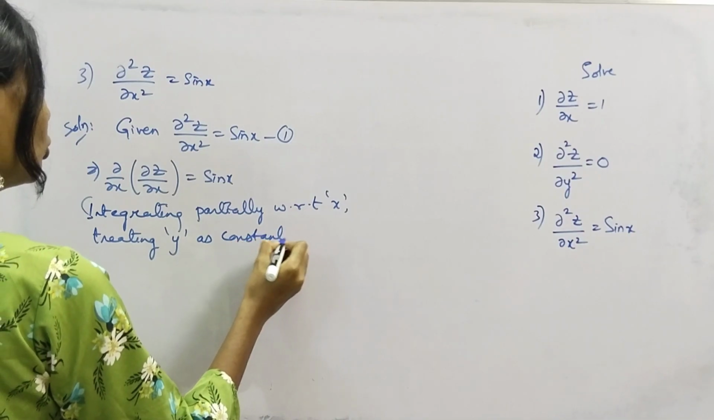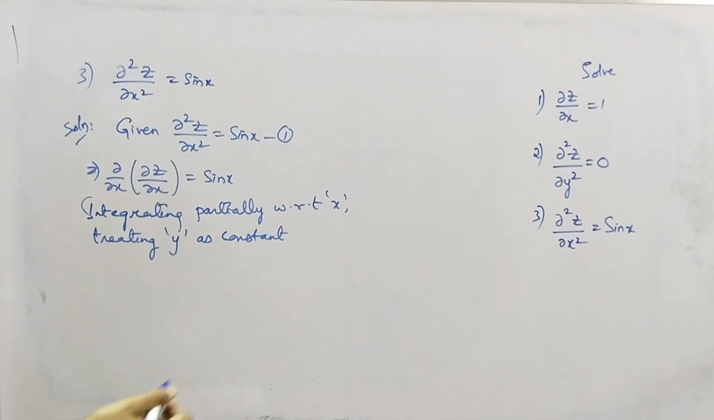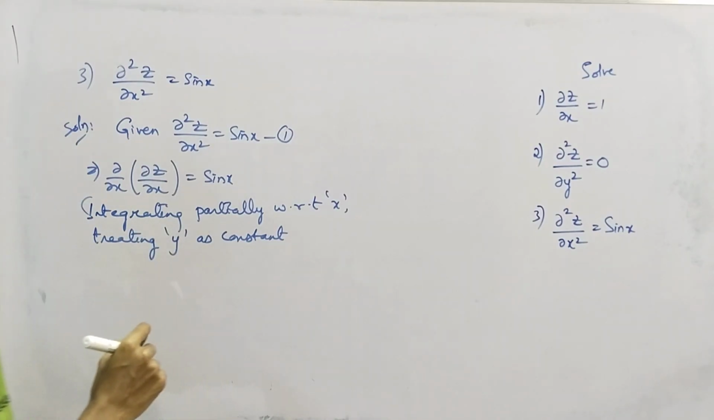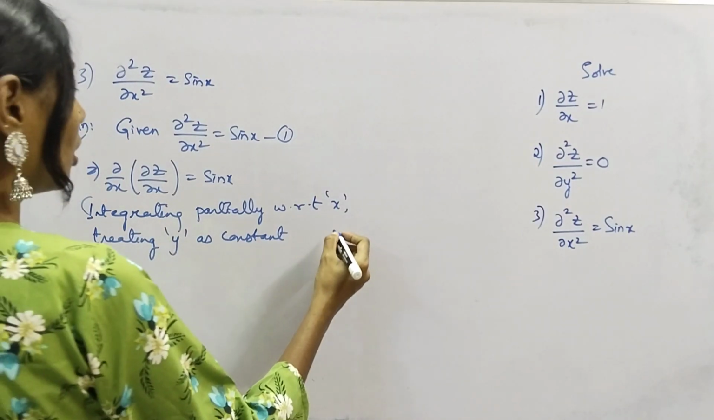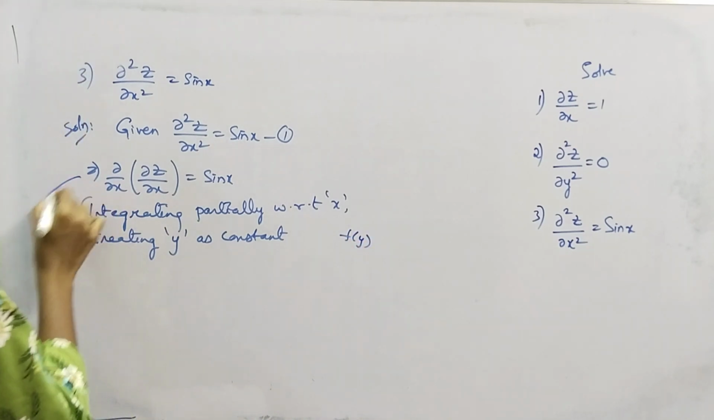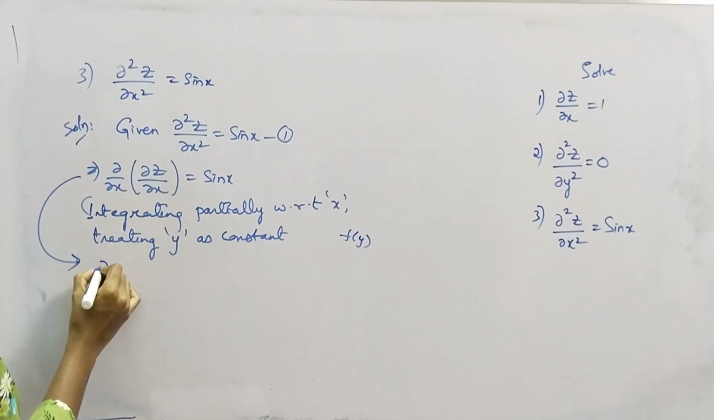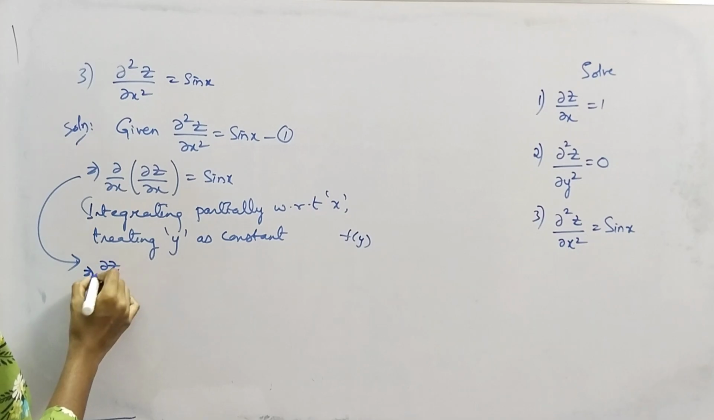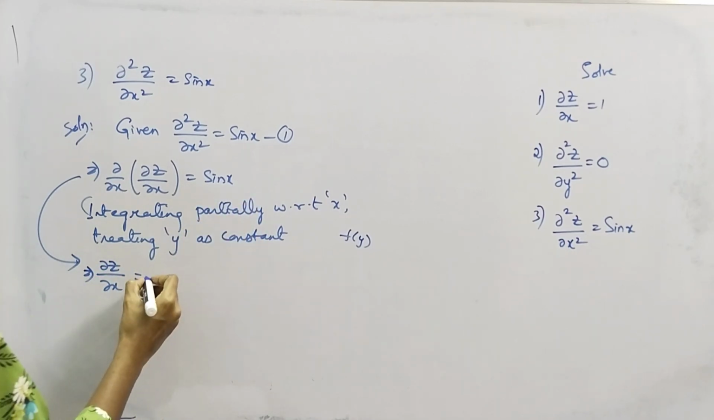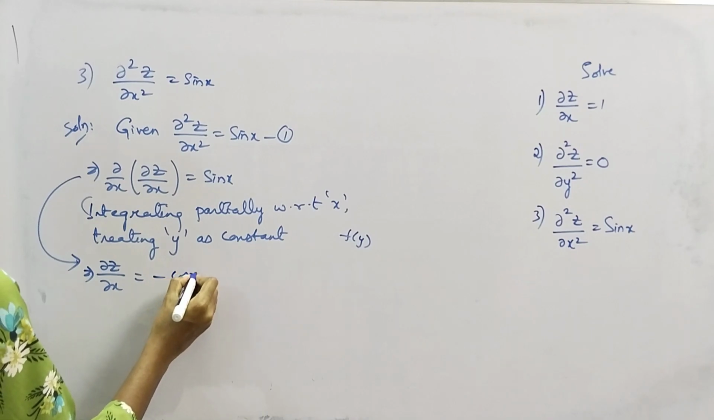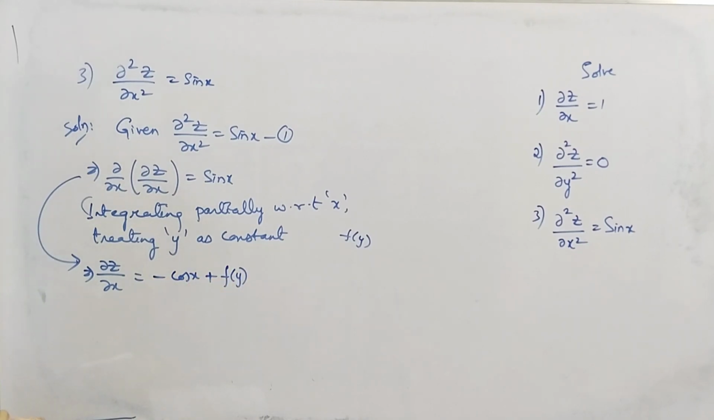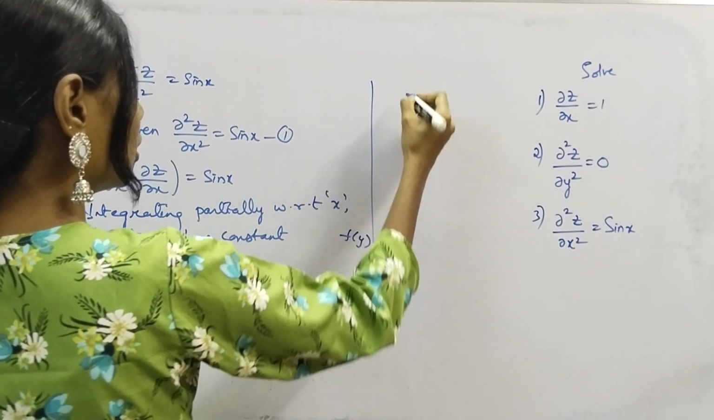We know that whenever we do integration, we'll get a constant of integration. So now let's take one constant of integration in terms of y, I mean a function of y, let it be f of y. This becomes ∂z by ∂x equal to integral sin x ∂x will be minus cos x plus the integral constant f of y, right? If you want, you can do rough work.